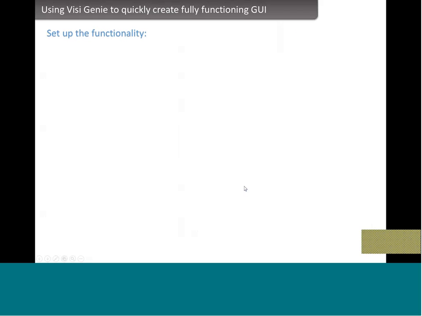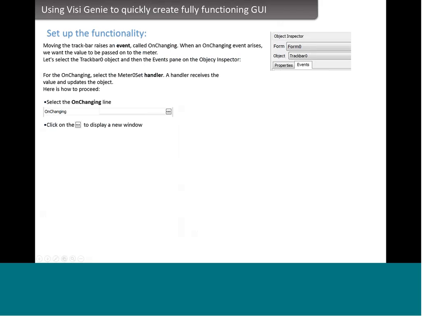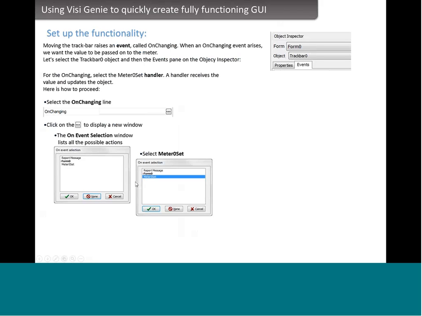To do this, you select the object you want to use, so object track bar. You go into events, so you select the on changing event. This means while you touch the display and move the track bar, this is an on-changing event. You click on the three dots, and you say meter 0 set, because it's the one meter you have in the display. You select it and say OK.